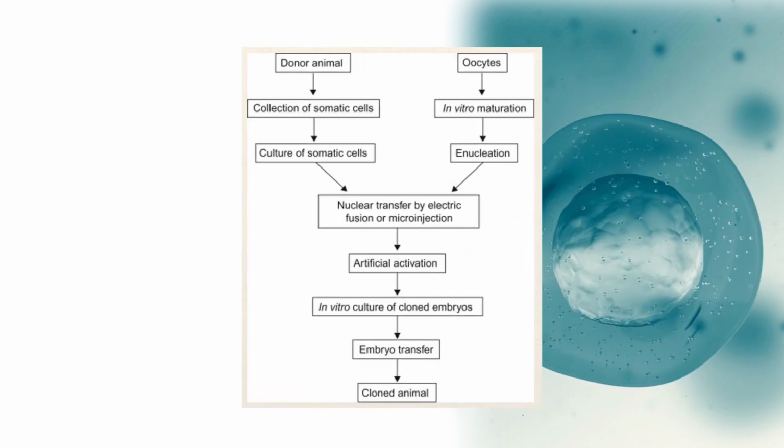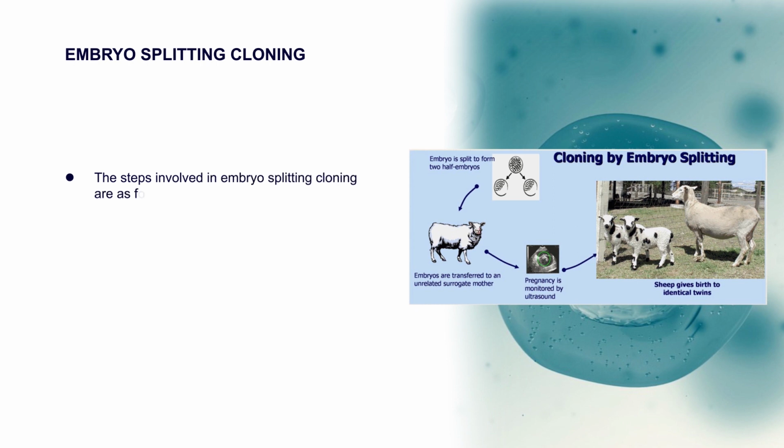Nuclear transfer cloning has been used to clone various animals, including sheep, cows and mice. It has also been attempted in non-human primates and holds potential for human reproductive cloning, although this remains highly controversial and ethically debated.